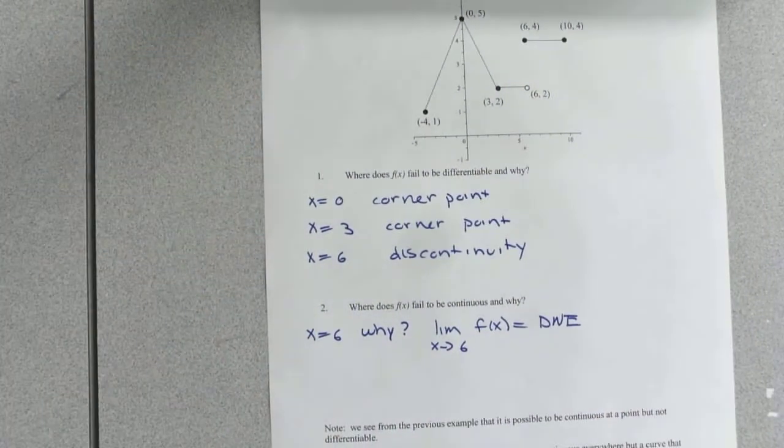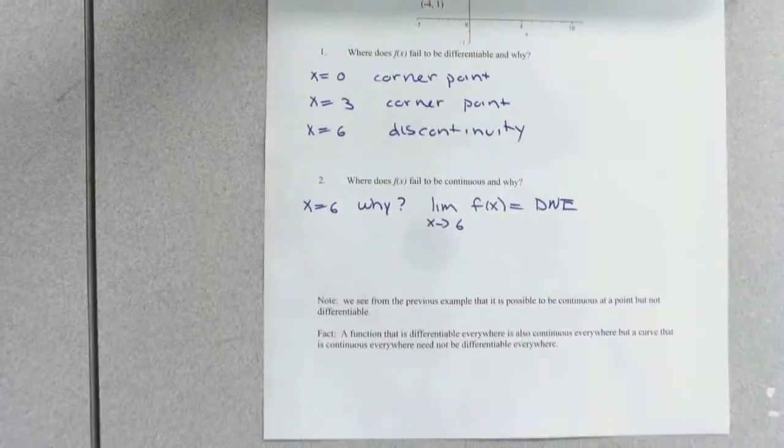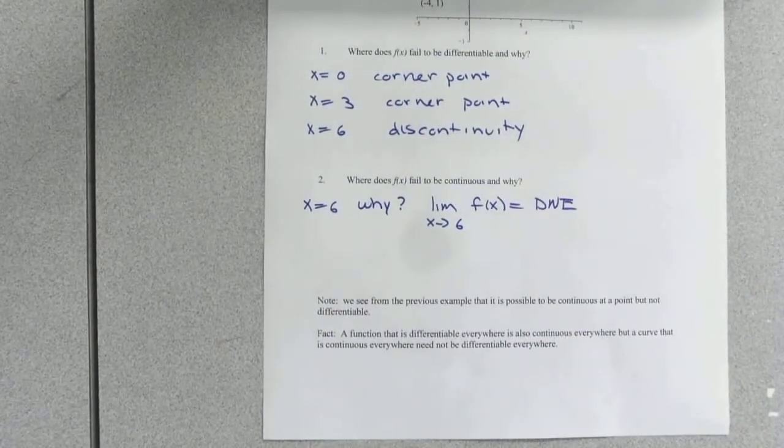It's differentiability that has so much more. Differentiability is the vertical tangents, is the corner points and cusps, and the discontinuities. Differentiability is bigger than continuity. So these are not the same, and that really is the point of these 2 things. And we have it down here. Note we see from the previous example it's possibly continuous at a point, but not differentiable.